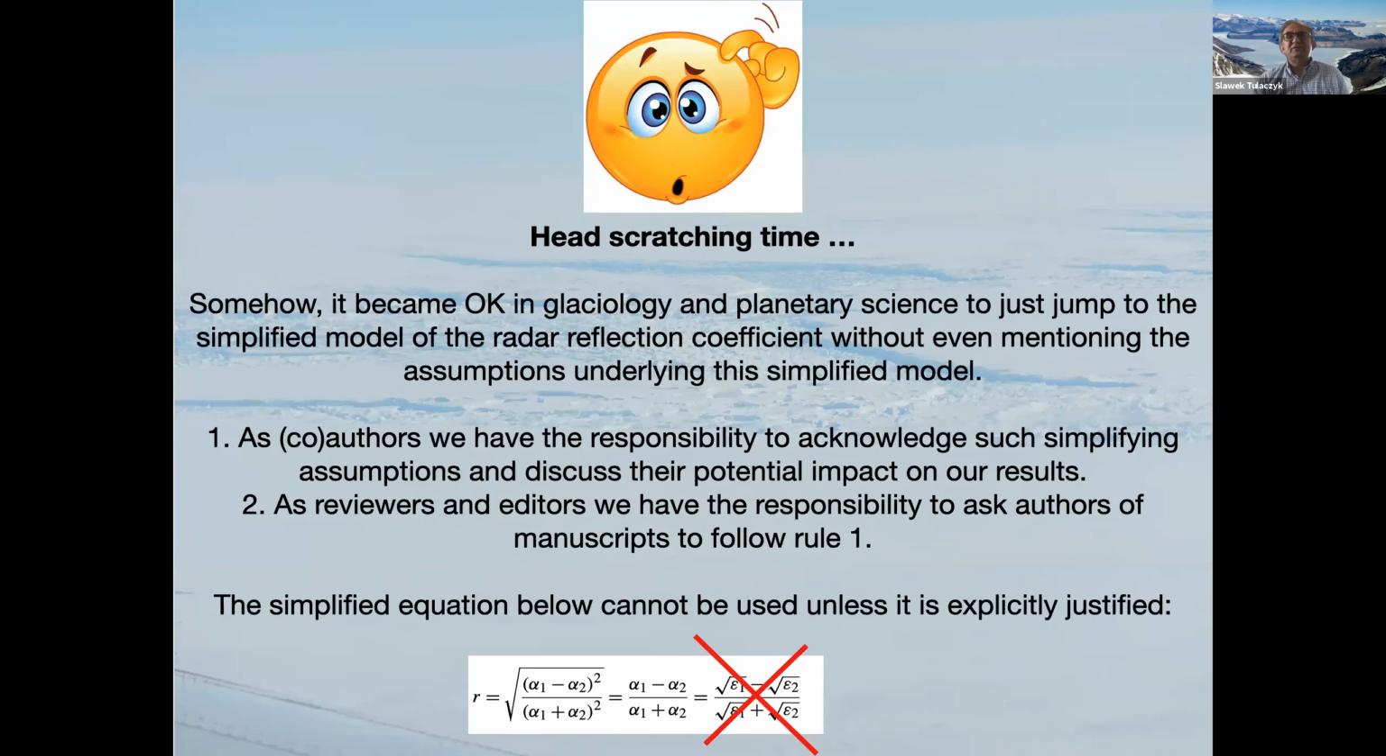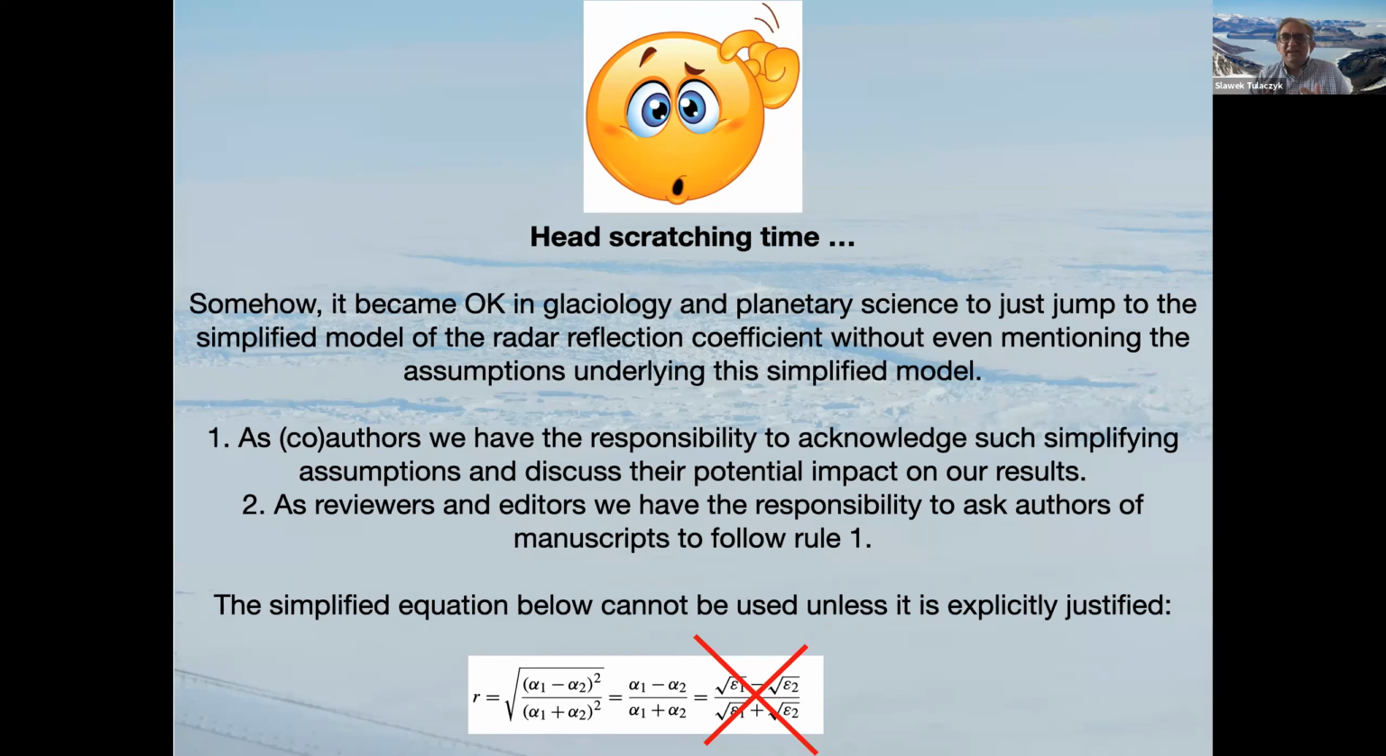Okay, so I'm going to spend some time scratching my head. Somehow, I don't know how, over decades, it became okay in glaciology and planetary science to just jump straight into the permittivity-only formulation for a reflection coefficient. And I just want to make a little appeal here that as authors or co-authors, we have the responsibility, and it happens for other theories, like how ice deforms, plenty of other theories that we use in glaciology, where we have to justify our simplifying assumptions.